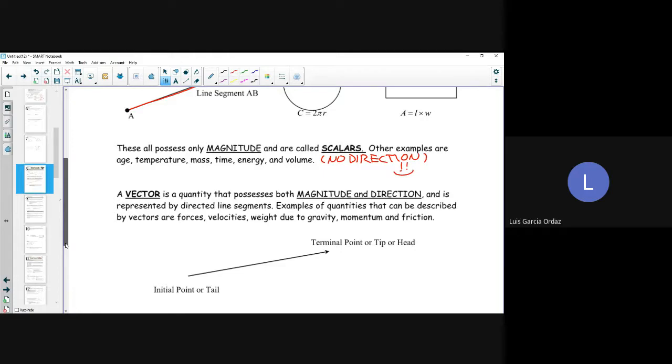No direction. Smiley face. So a vector is a quantity that possesses both magnitude and direction and is represented by directed line segments. Examples of quantities that can be described by vectors are forces, velocities, weights due to gravity, momentum, and friction. So the ending part, or the start point, is called the tail or the initial point, and then where the arrow heads to is called the terminal point, a tip or a head.